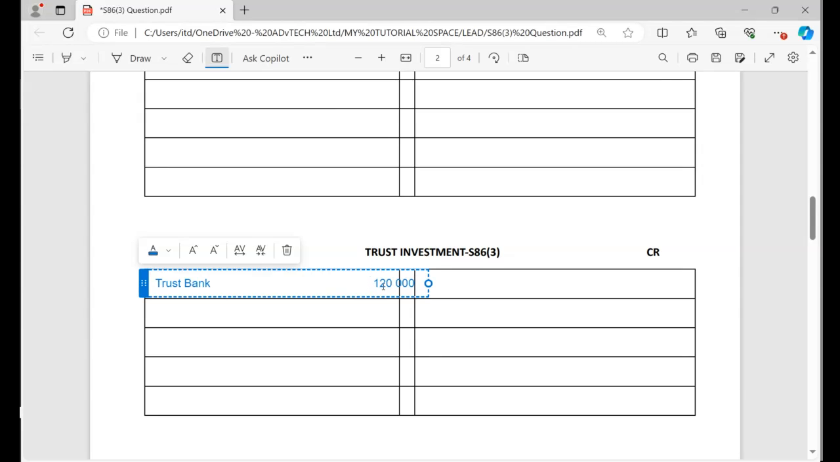Can you see now? It means I took that money from the trust bank, and now I record on the debit side. I hope it makes sense.